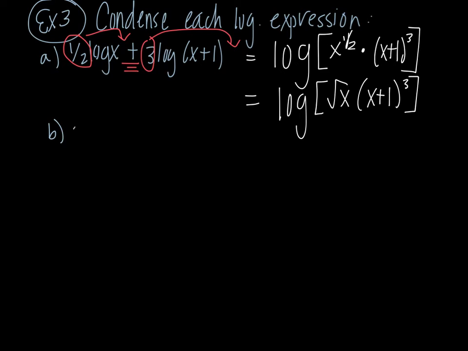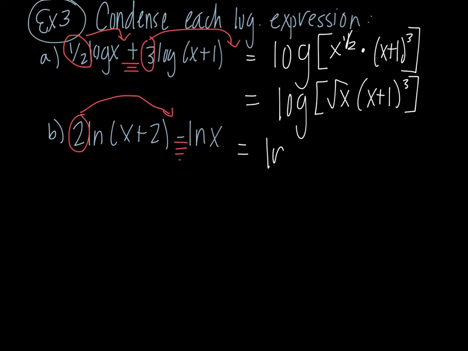Alright, what if we have 2 natural log of x plus 2 minus the natural log of x? Okay, so once again, I see I have an exponent that needs to go back up. The 2 needs to go back up. I also see I have a subtraction sign, which means I'm going to do the quotient property. It's all going to be natural log. They both have the same base. So natural log of x plus 2 squared divided by x. And that's it. That's the answer. That's as far as I can go.